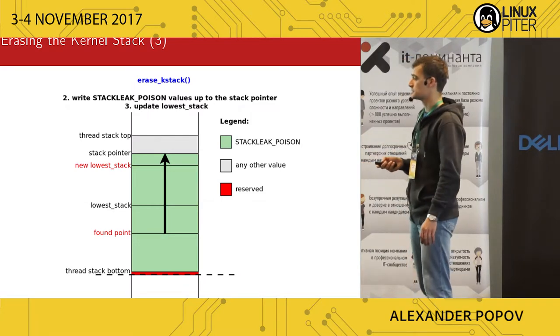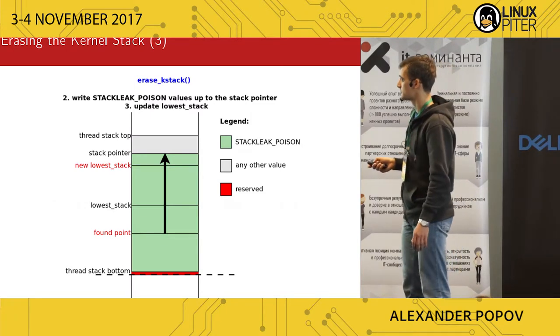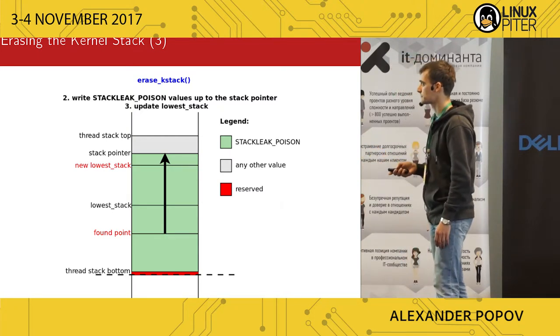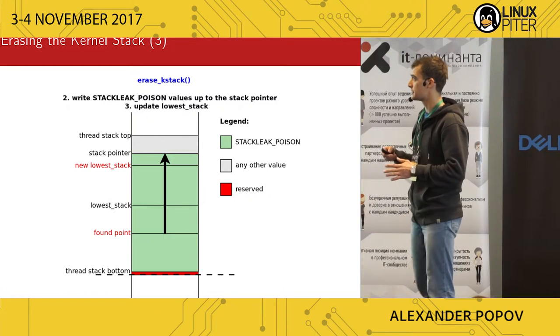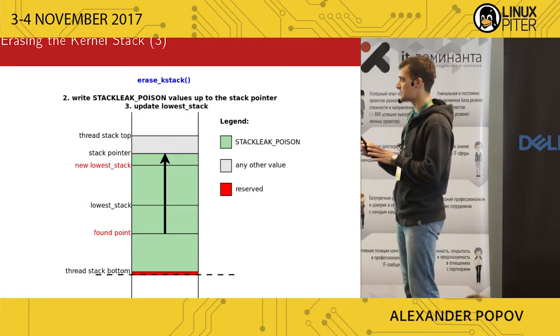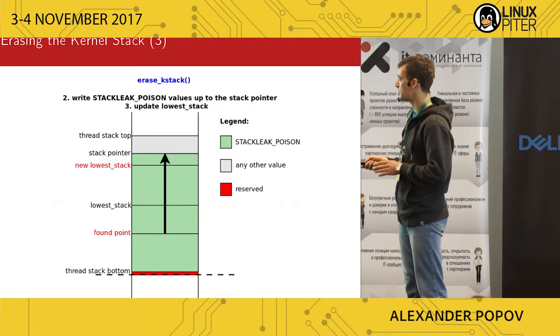And finally, we update the lowest stack variable to some value for the next system call. Now, the compile time instrumentation. As I mentioned, the lowest stack value is maintained, is updated during the system call. It is done by the track stack function.